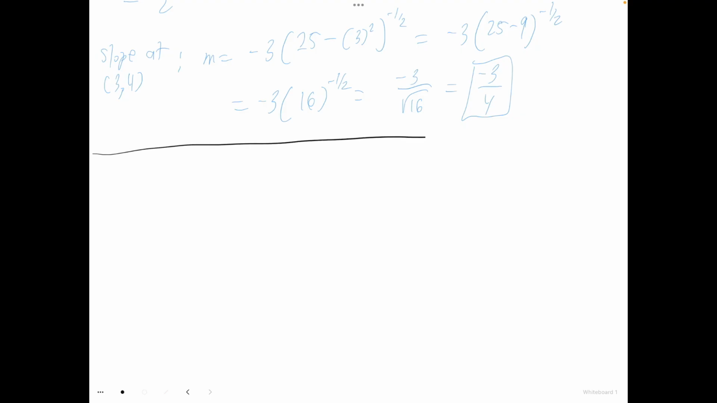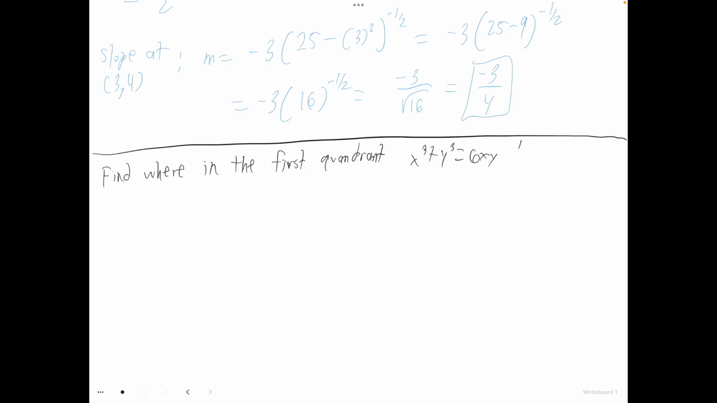So next, let's look at another example. And so we want to find where in the first quadrant x cubed plus y cubed equals 6xy has a horizontal tangent line.